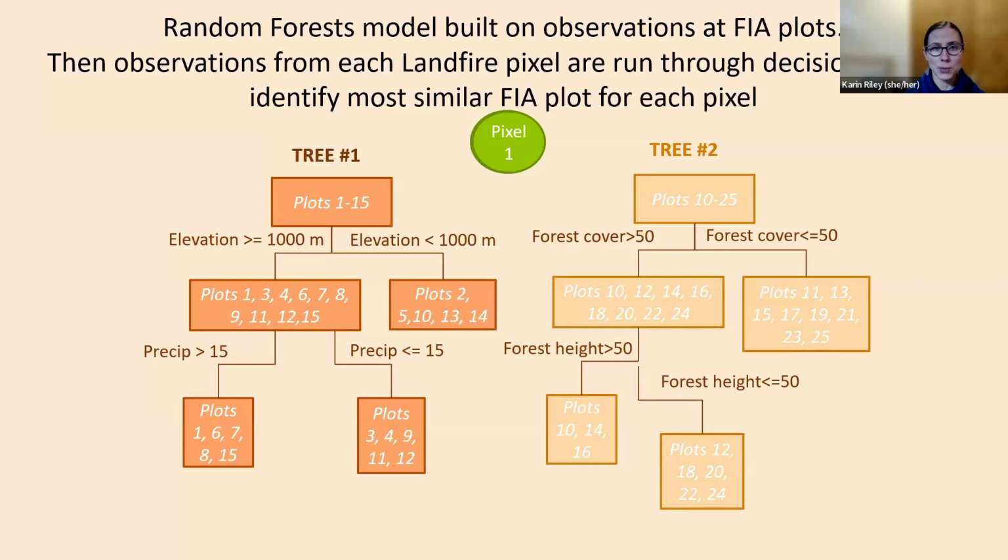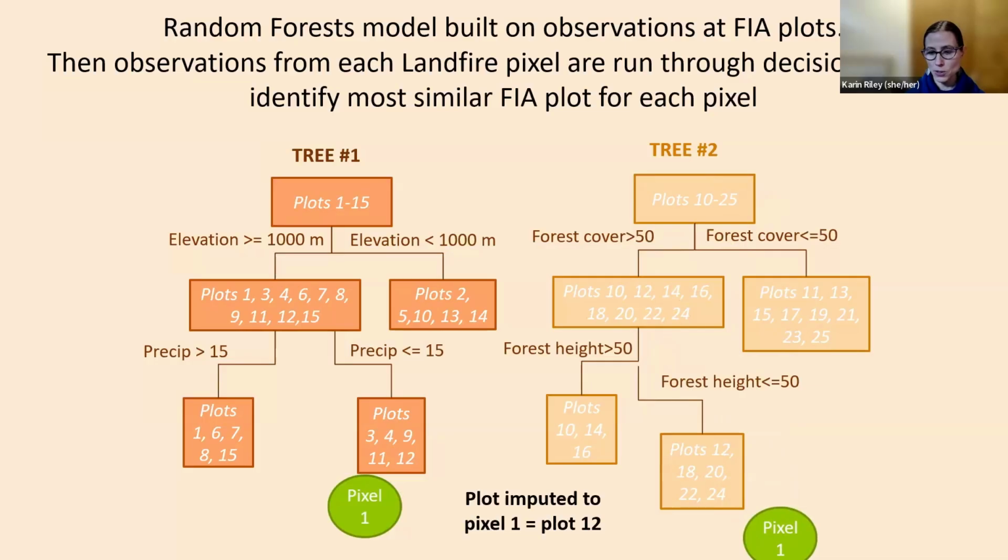Then when it's time to run the imputation, we're taking the observations from each pixel. Those get passed through the decision trees. What the model is doing here, we're not trying to model an attribute like number of live or dead trees or carbon. What we're trying to do again is get the most similar plot. So the model looks in that terminal bucket where the pixel ended up, and it looks to see what plot is in there the most with that pixel. In this case, it would be 12. That's the only plot that was in both of those buckets. So we would assign plot 12 to pixel number 1.